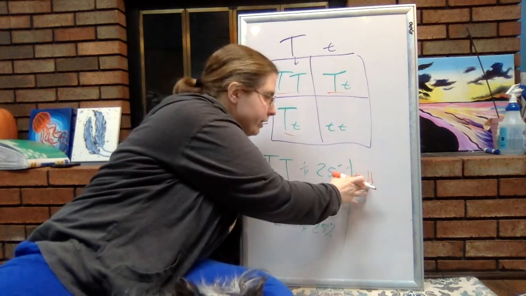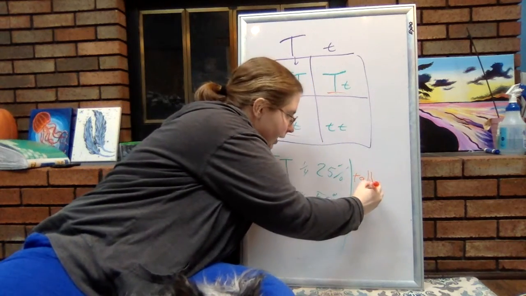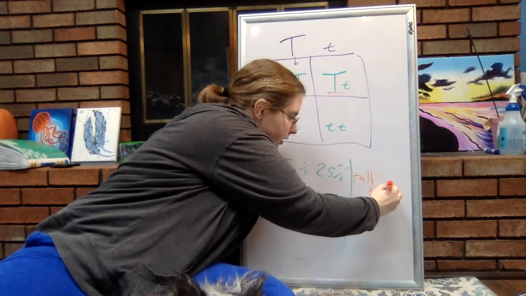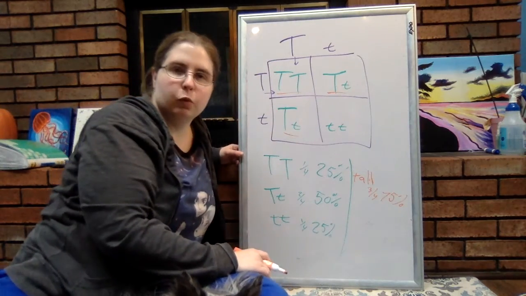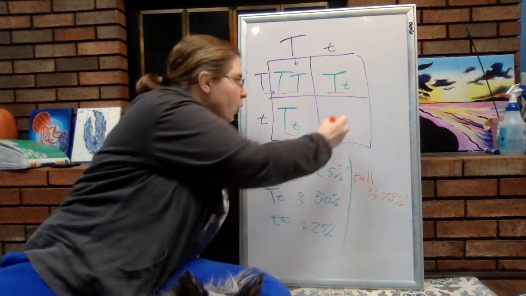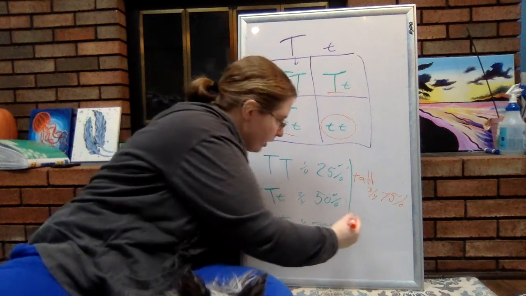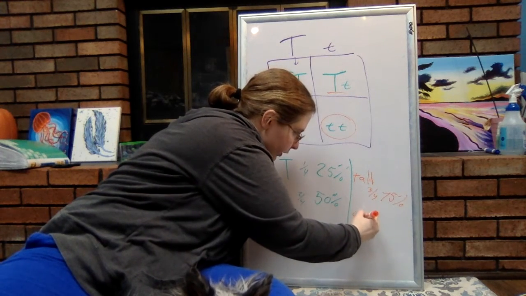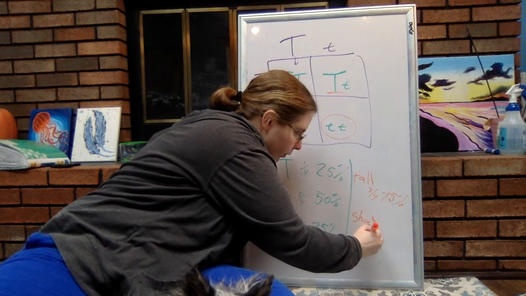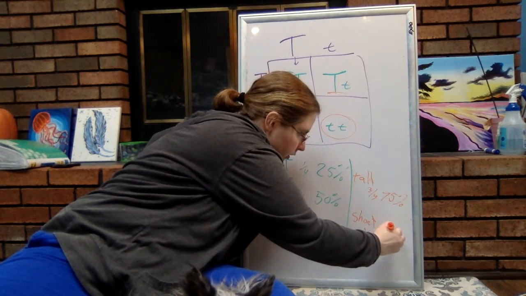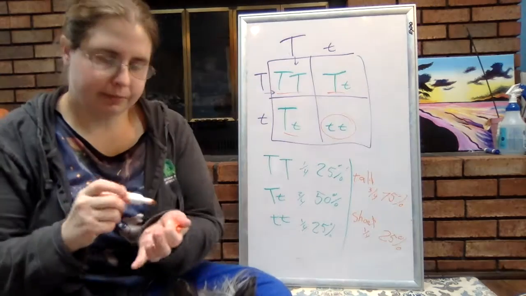we just need 1 dominant T. All right, well, 3 out of 4 boxes, or 75% of the offspring will show that. 1 out of 4 boxes has no dominant T's. So that means that would be short. And like we said, that's just 1/4, or 25% chance of the offspring being short.